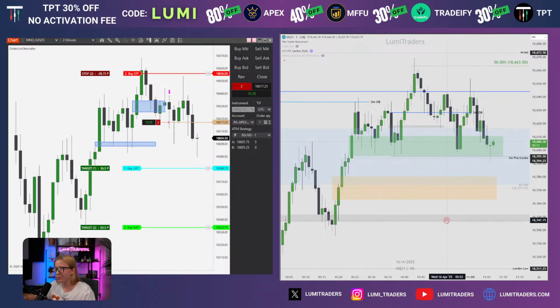Okay, we have SMT right now. I'm not happy to see this SMT right here, because we have an untapped fair value gap slightly lower, but it's okay. I reduced my stop loss a bit. I'm not going to move my stop loss. I'm going to stay right here. It's not a big deal for me. I'm not going to risk a lot at this point.